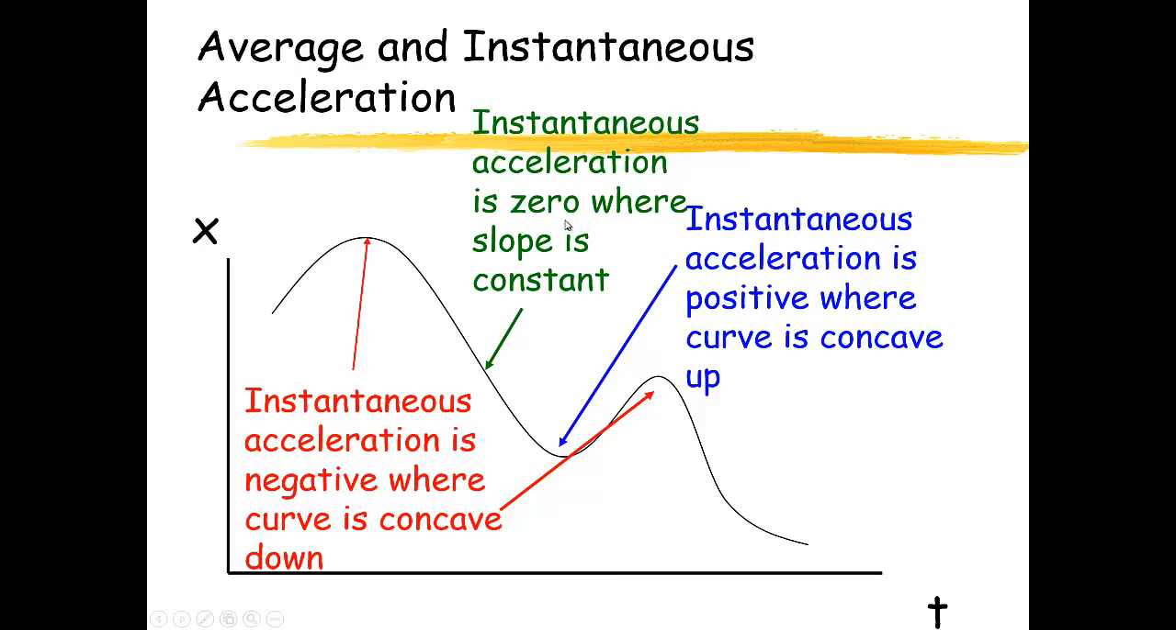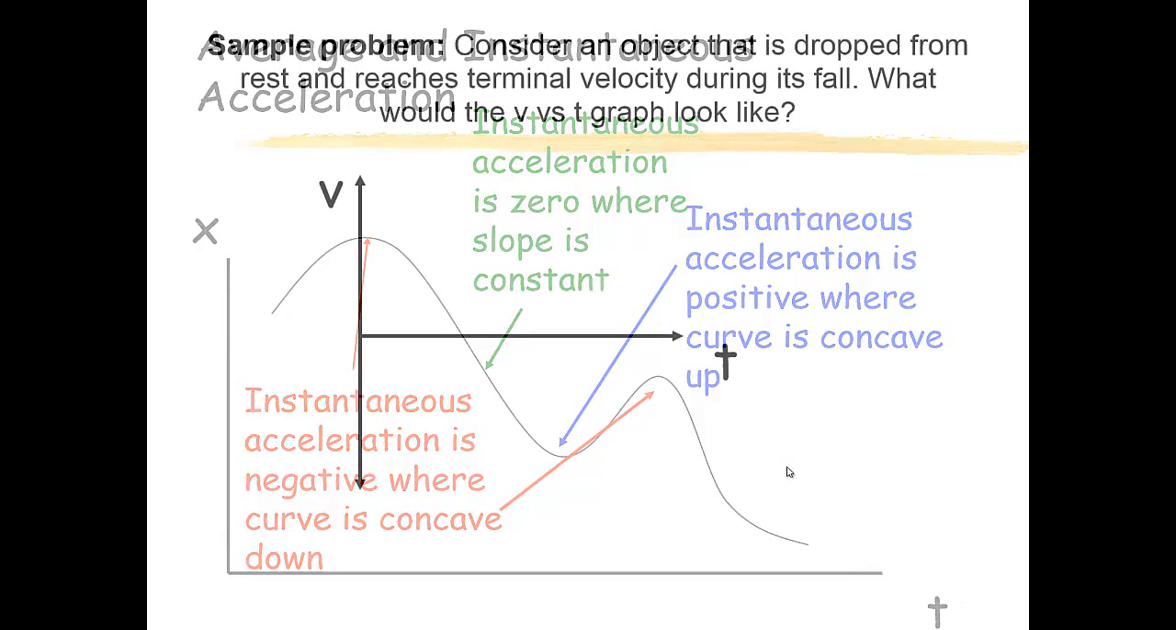Instantaneous acceleration is 0 when the slope is constant. So here we've got a constant speed, so we don't have any acceleration at all. This is kind of a difficult concept for people to get because it is position versus time, and that makes it a little bit different.